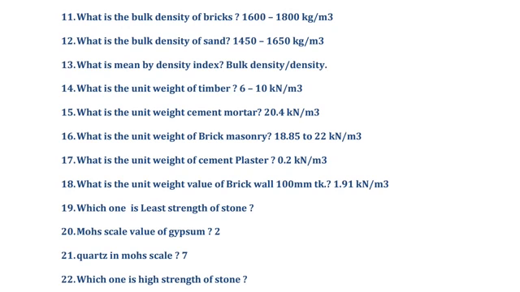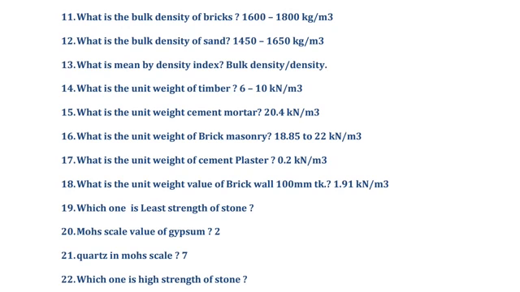And what is density index? Density index, rho naught, is nothing but the ratio of bulk density to density. And it is denoted by the symbol rho naught. And its value is always less than 1. So please remember its value is always less than 1.